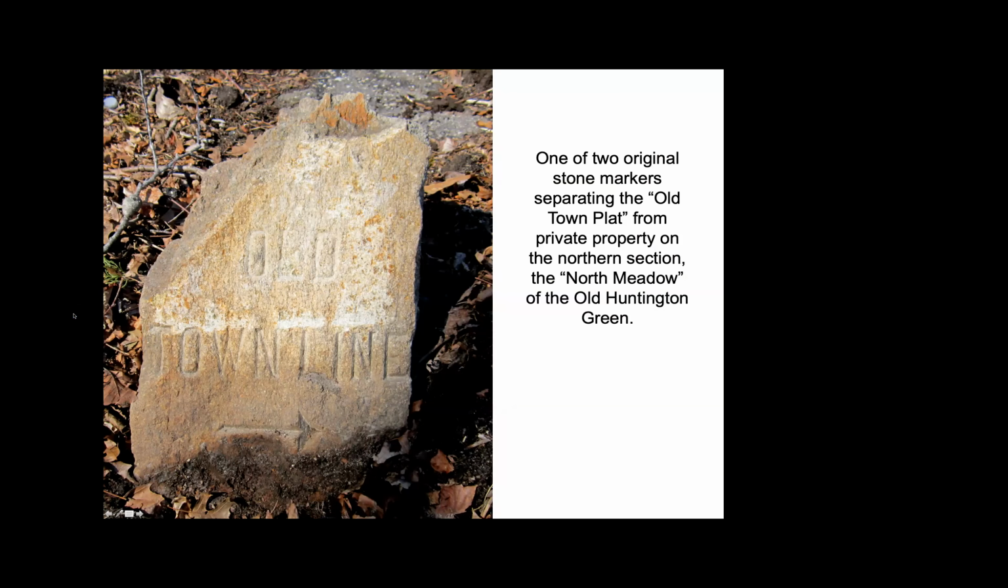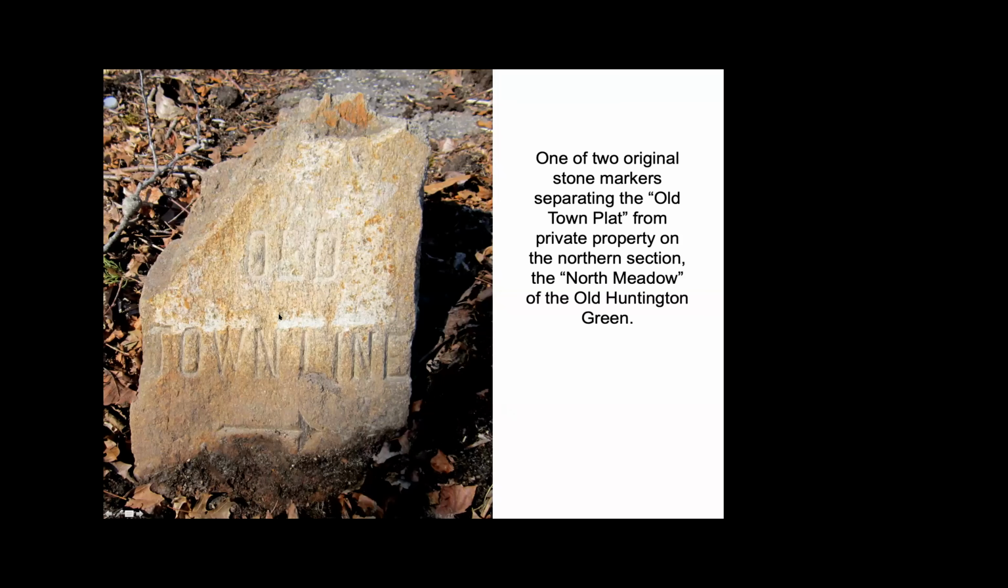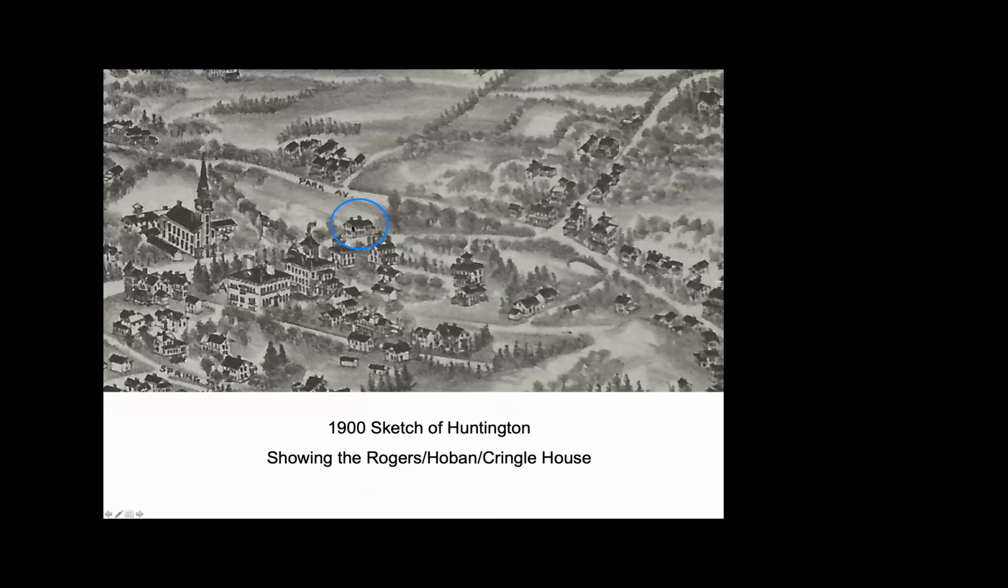Let me just go back. So Kringle was going to subdivide all this property. And that stone that I showed is right on this line here. Here's the house that Kringle lived in, the Hoban Farm, and this is the open space behind. The village green, as you can see, is heavily treed on the north side of Main Street in this 1900s sketch, providing a bird's eye view.